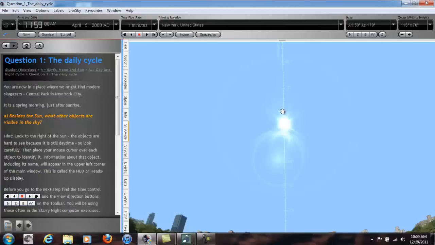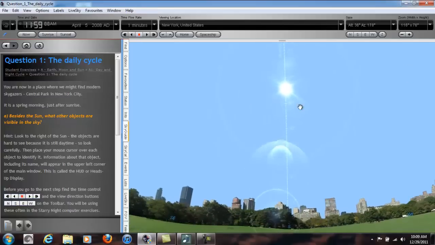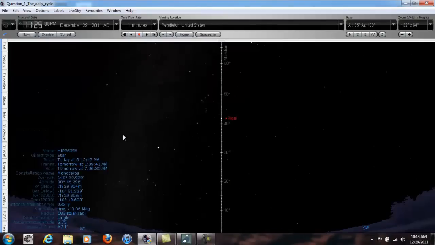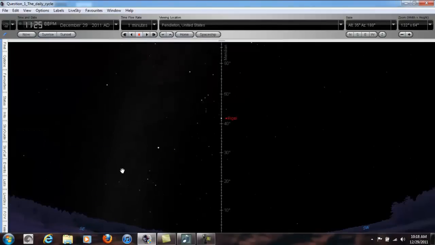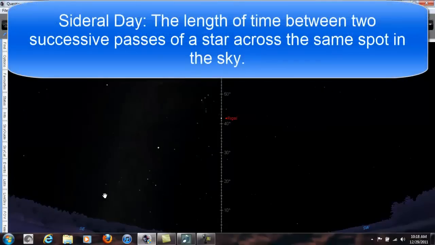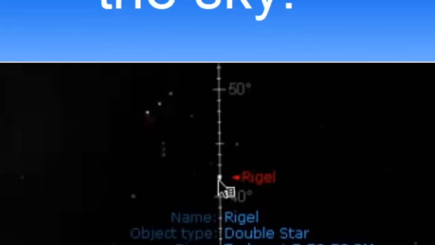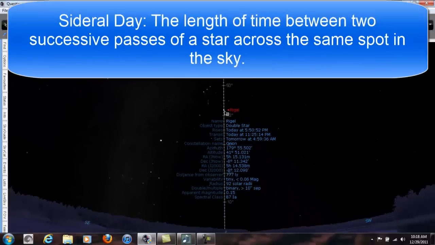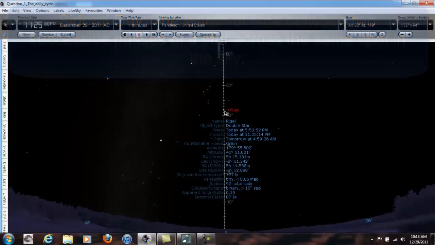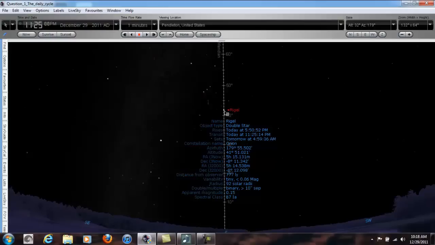So that's a solar day. A sidereal day, all right, is when we're not using the sun, but we're using a star. So measuring a sidereal day, again, we're going to be using a star to measure how long it takes for that bright star, in this case Rigel, to return to the same point in the sky. Now, the common sense answer would be that it should be 24 hours, right?